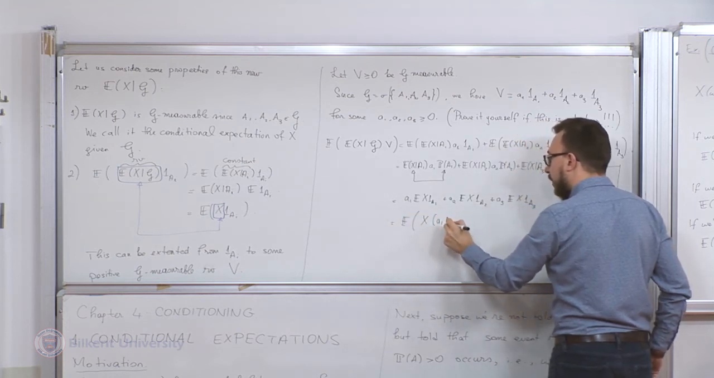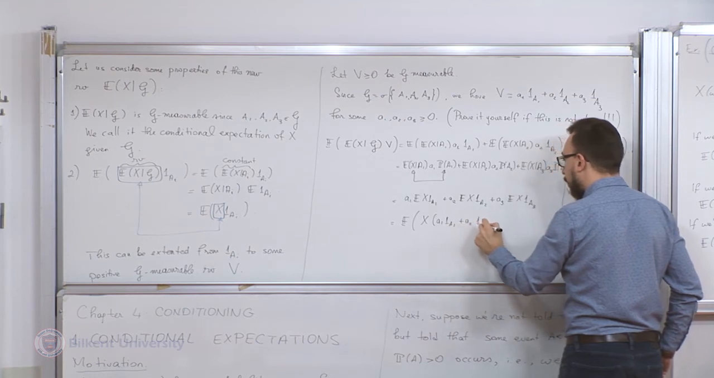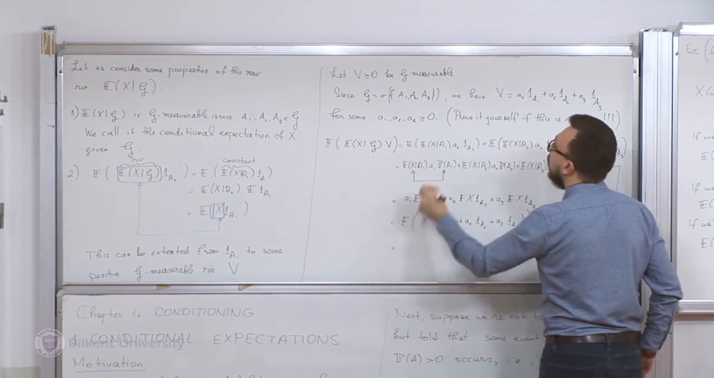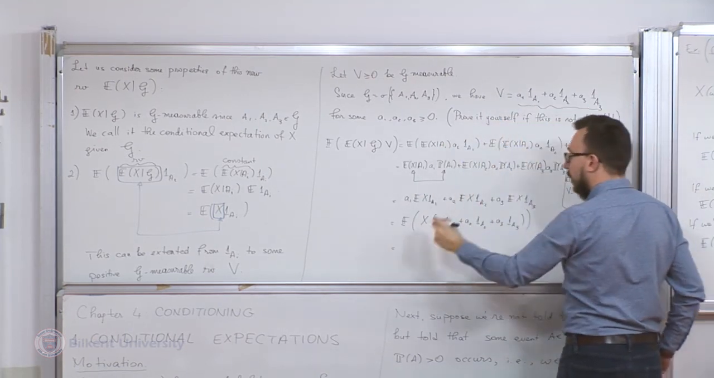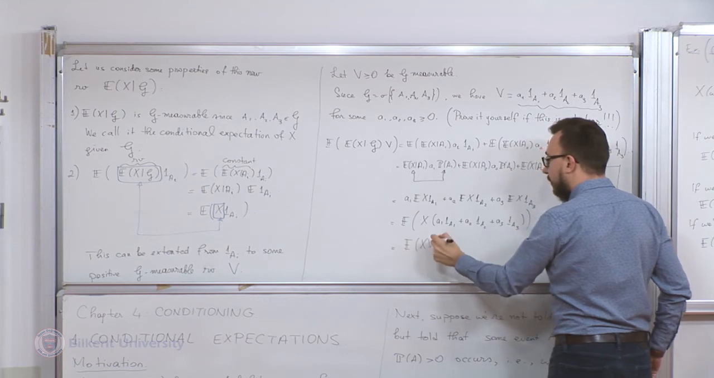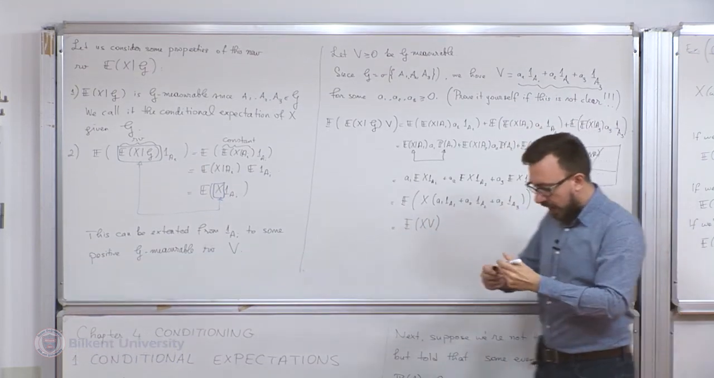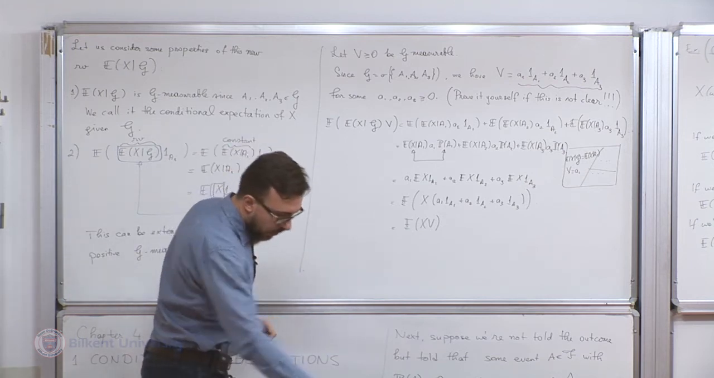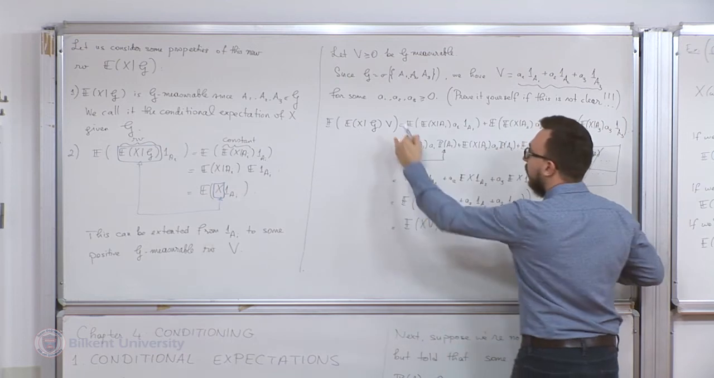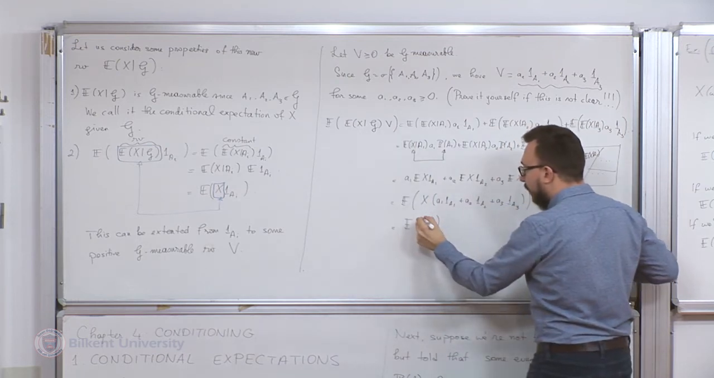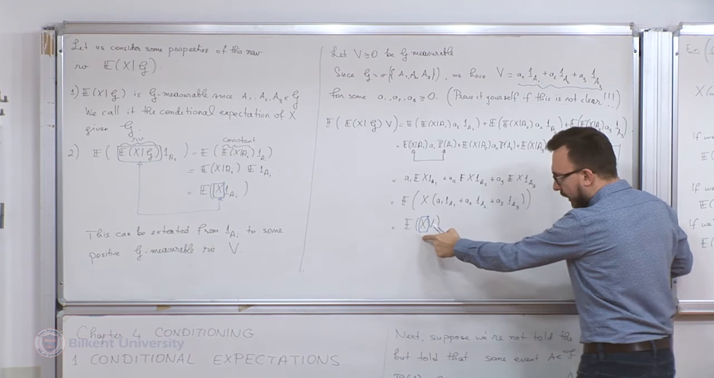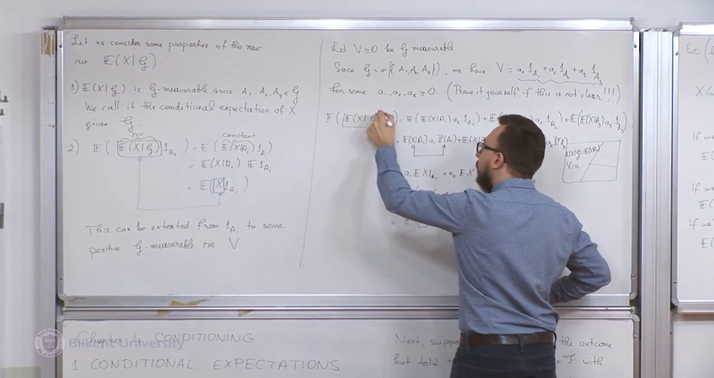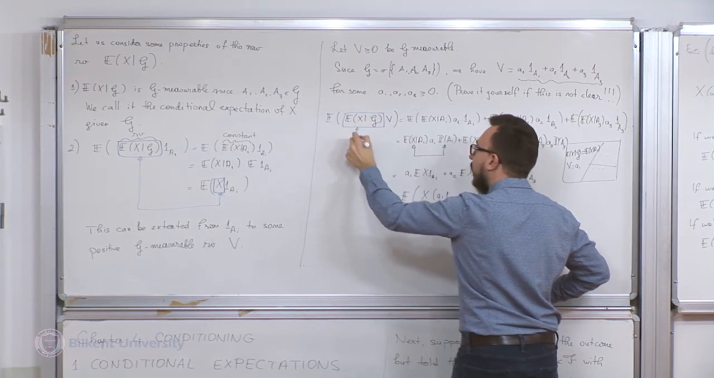So a1 indicator a1, a2 indicator a2, a3 indicator a3, which is exactly what v is. So this is, again, x times v. So take any g measurable random variable v, multiply it by x, and try to calculate its expectation. This is the same as calculating the expectation of v times the conditional expectation of x given g.